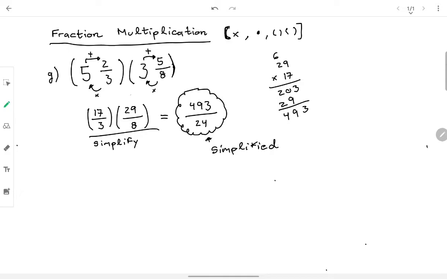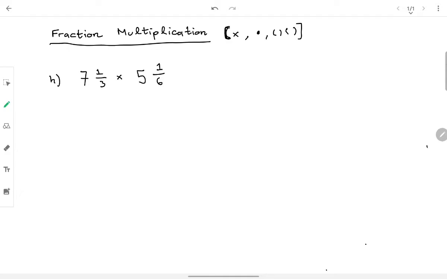So let's see a final example of multiplication. We will see these two mixed numbers. We are going to try to multiply them. First, convert them into improper fractions.